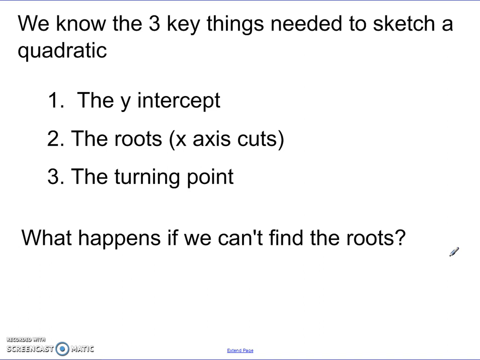It will also always have a turning point. Any quadratic will always turn back on itself. Whether it's coming up, it turns back and goes down, or it's coming down, turns back on itself and goes up. But the roots are something that could be different.